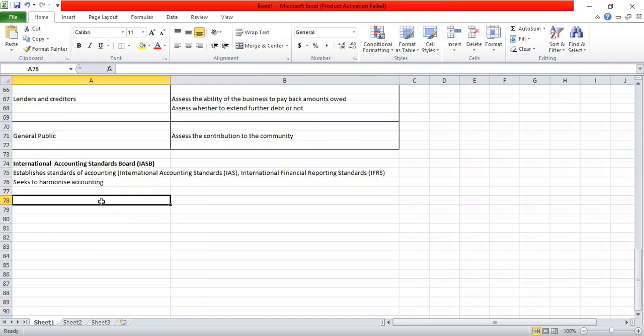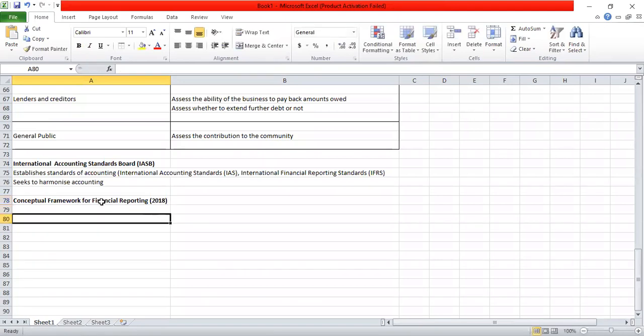Right. Then through the conceptual framework of financial reporting, the initial one was for 2010, but they produced a new one, which is the 2018 version, which is the one that we are using now.